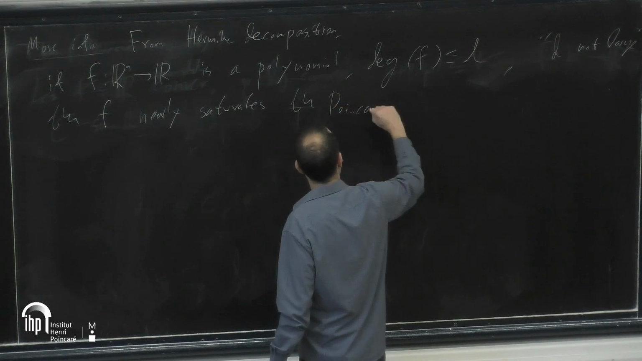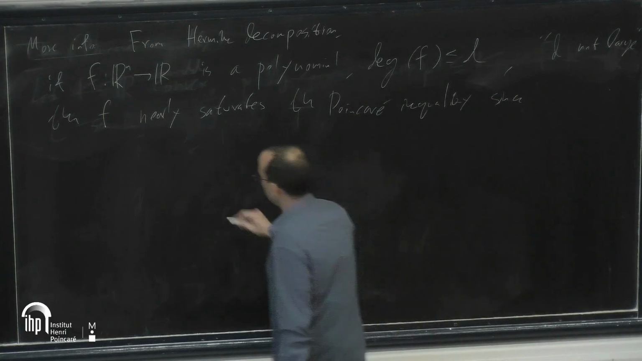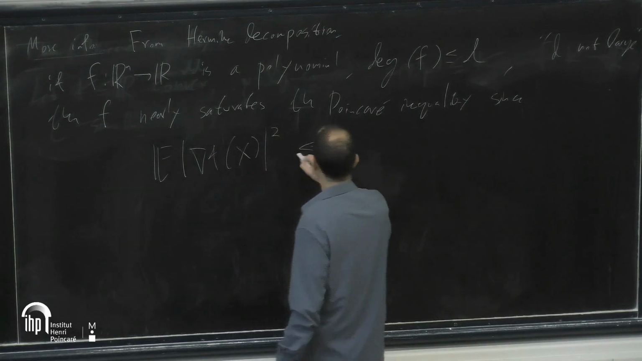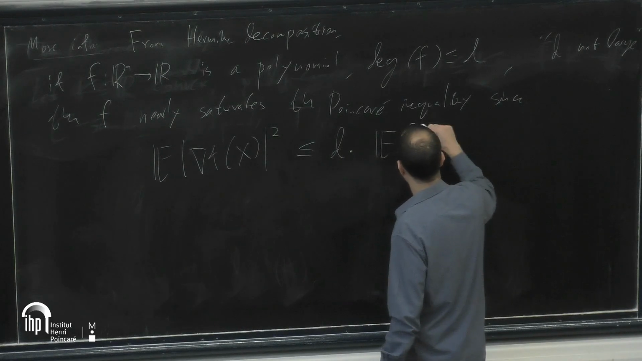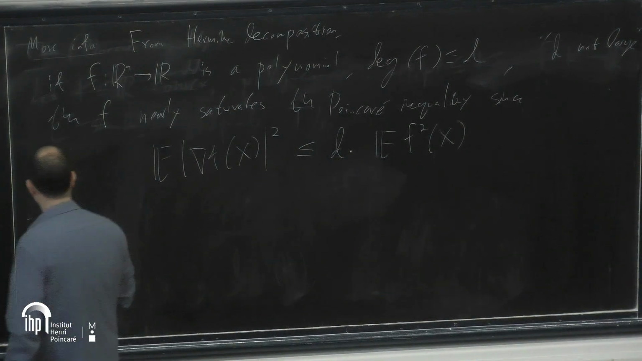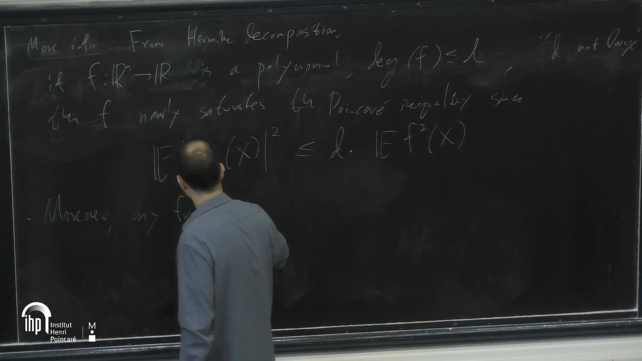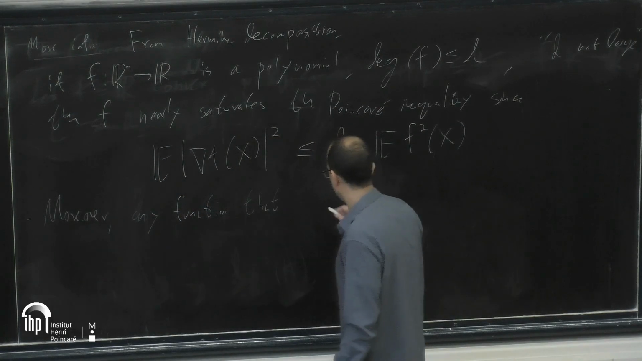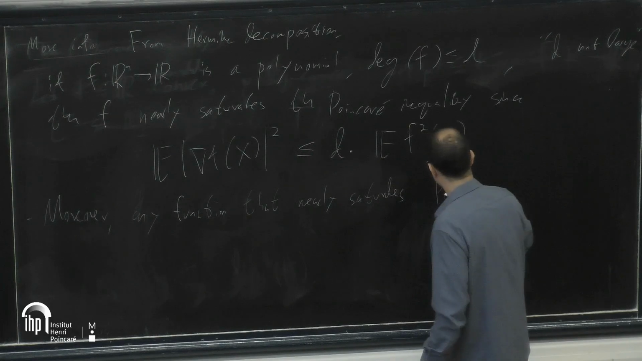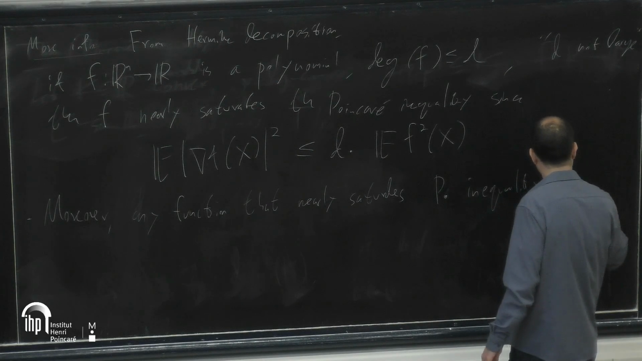Because in this case, you can say that the expectation of |grad f|^2 is at most d times the expectation of f^2. So here we have the reverse of the Poincaré inequality, okay, in this case. And in fact, moreover, any function that nearly saturates Poincaré correlates with some low degree polynomial.